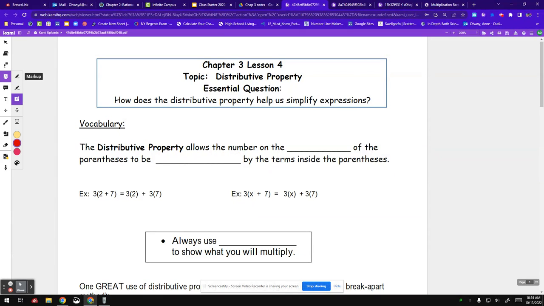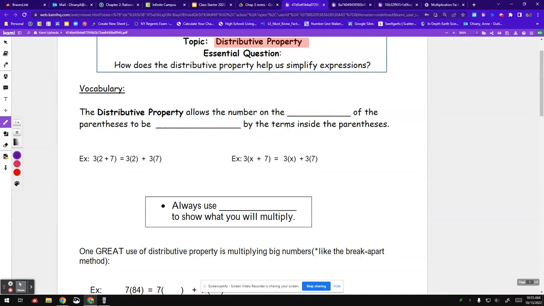This is talking about the distributive property, which does relate back to that hamburger ordering situation with 2 Cokes and a Coke and 3 Cokes and a small Coke and another small Coke, please. So, talking about the distributive property, it allows the number on the outside of the parentheses to be multiplied by each term on the inside of the parentheses.